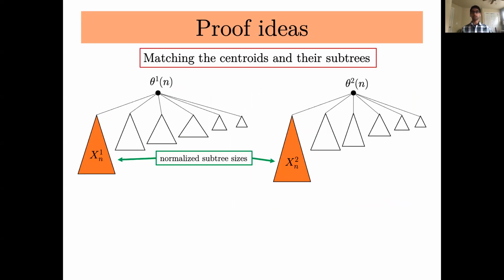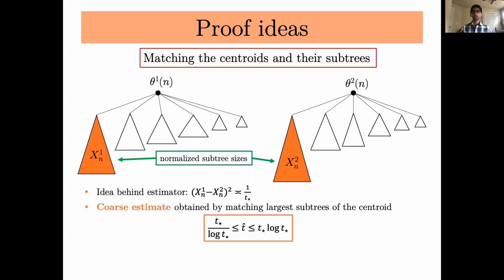On a high level, the construction of the estimator is all about matching the centroids in the two trees, as well as subtrees of the centroid. We're first going to match the largest subtrees of the centroid, which are highlighted in orange. It turns out that the squared difference between the normalized subtree sizes is on the order of 1 over T star. So to get an estimator for T star, we just invert this quantity. It turns out that this gives us a coarse estimate. Our estimator is close to T star within logarithmic factors.